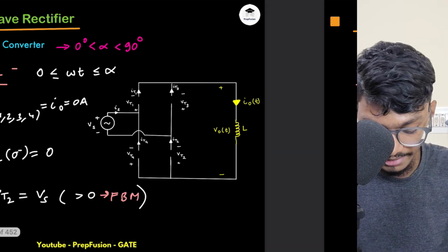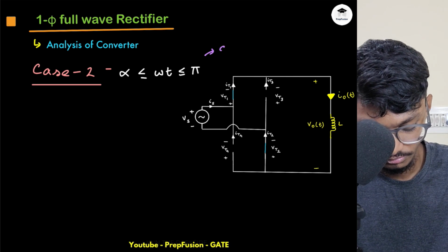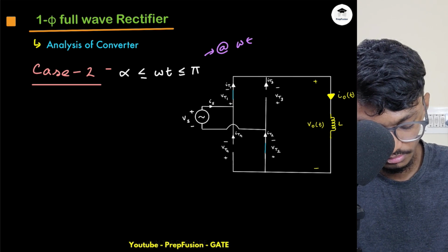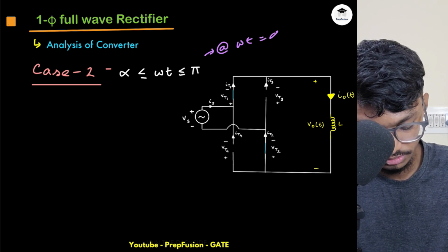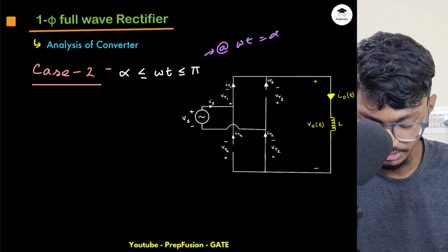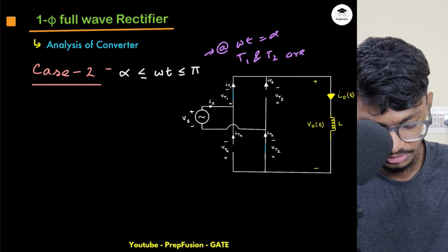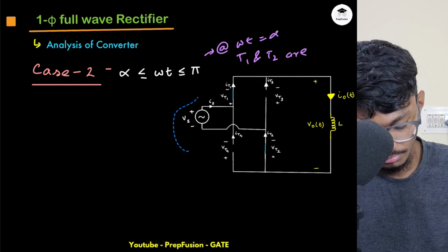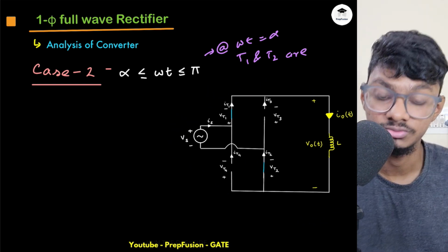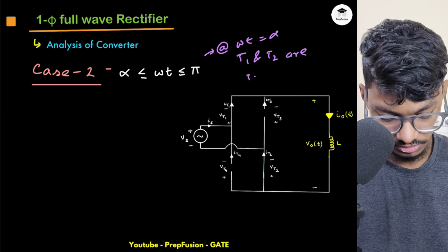Now at omega t equals alpha, what is happening? These two SCRs, T1 and T2, are triggered. As soon as T1 and T2 are triggered, that means T1 and T2 are on.